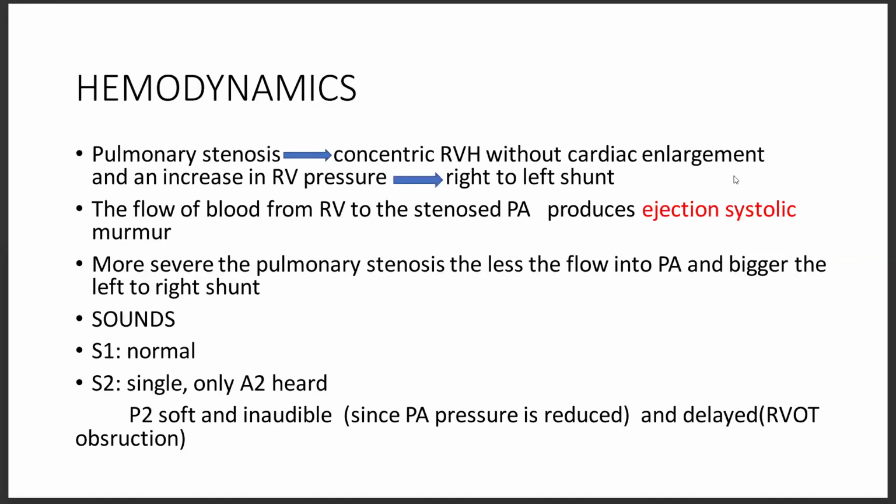Then about the hemodynamics of the tetralogy of Fallot, usually the large ventricular septal defect and pulmonary stenosis determine all the clinical features and the severity. Because of the pulmonary stenosis or right outflow tract obstruction, there will be concentric right ventricular hypertrophy without cardiac enlargement, and the right ventricular pressure increases. Because of this, there will be a shift of the shunt from right to left. So the right to left shunt happens.